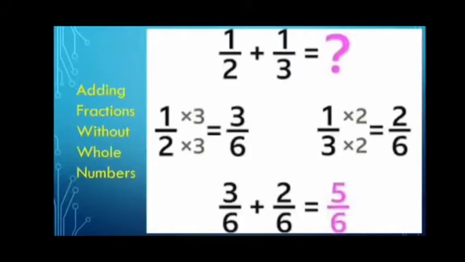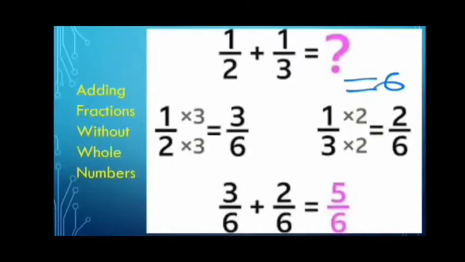In every fraction, the first step is to find the LCM of the denominators. The denominators here are 2 and 3. So the LCM of 2 and 3 is equal to 6.